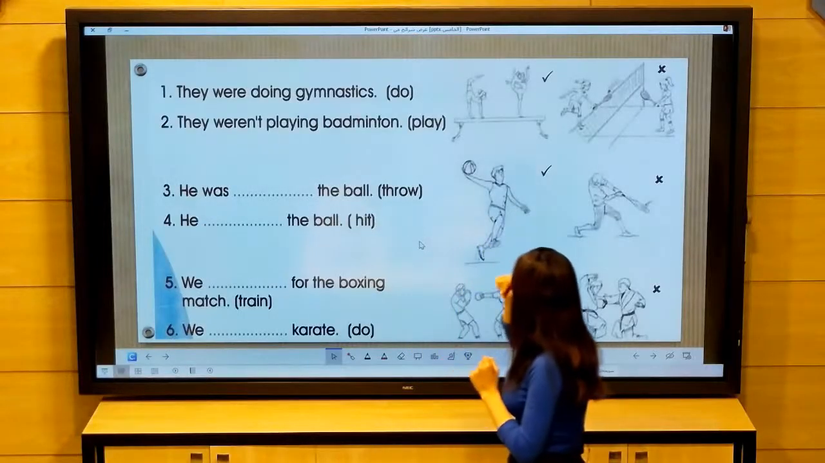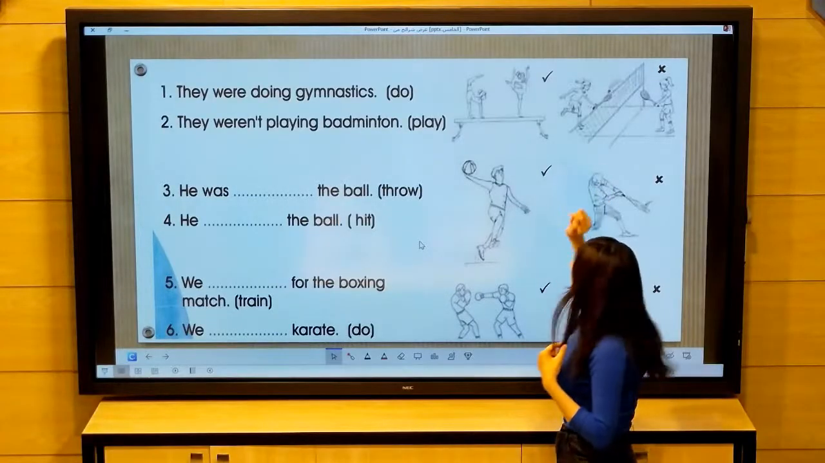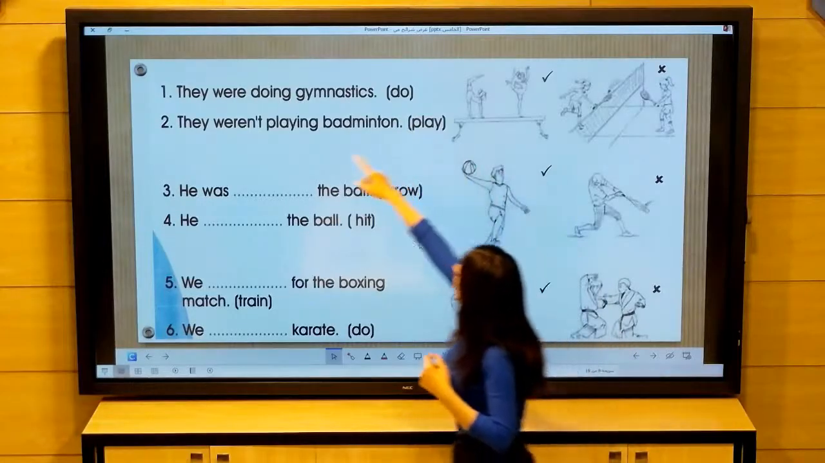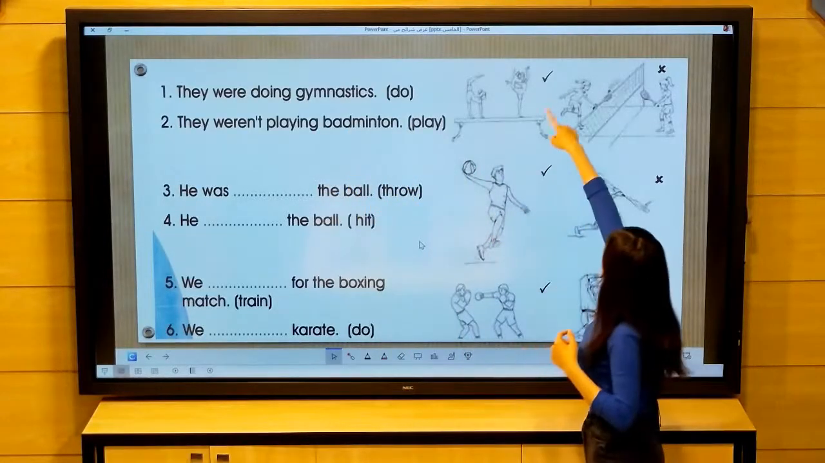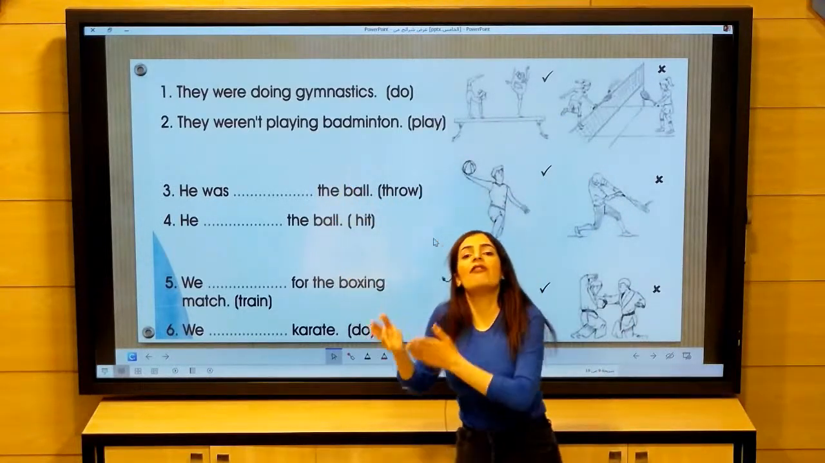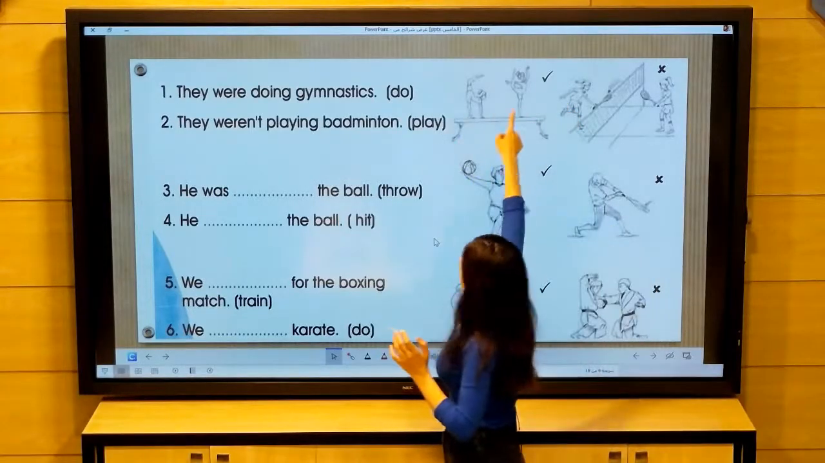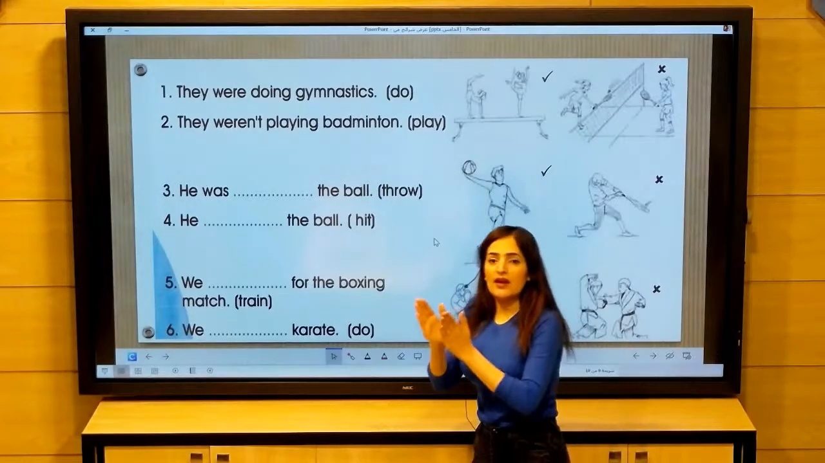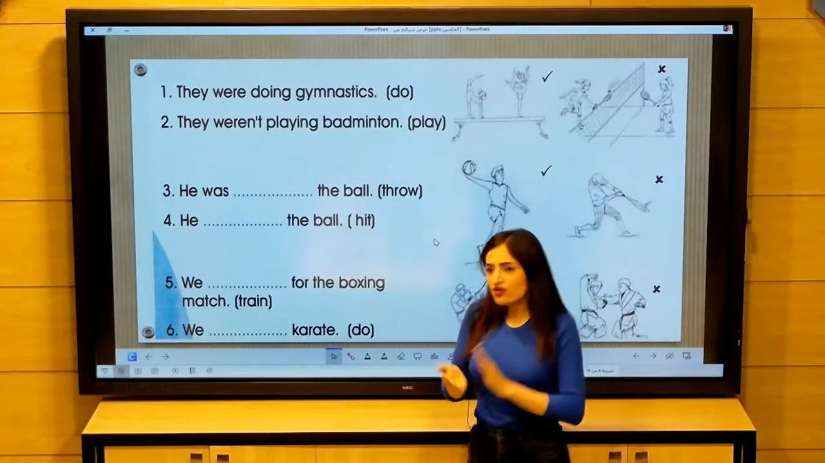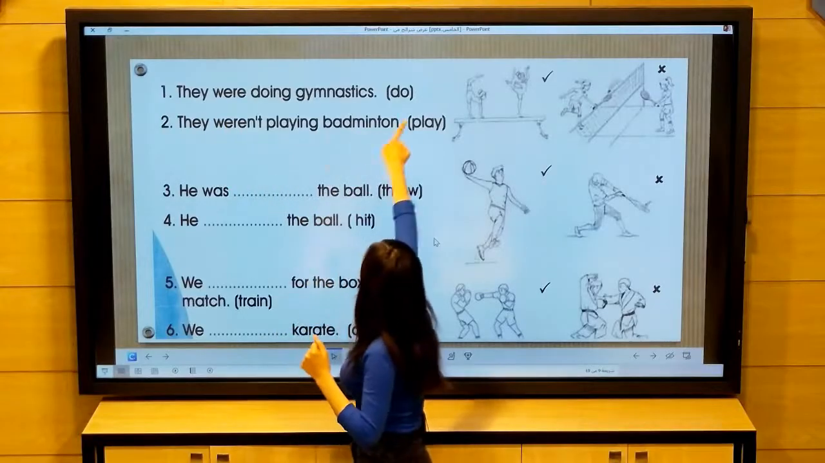Look here. Look at the picture. We have here tick and cross, okay? They were doing gymnastic. Look here, tick. So were, not weren't. It's an affirmative sentence, not negative. So when we talk about an affirmative sentence with the past continuous, we put was or were, then verb with ing. We have here do: they were doing.